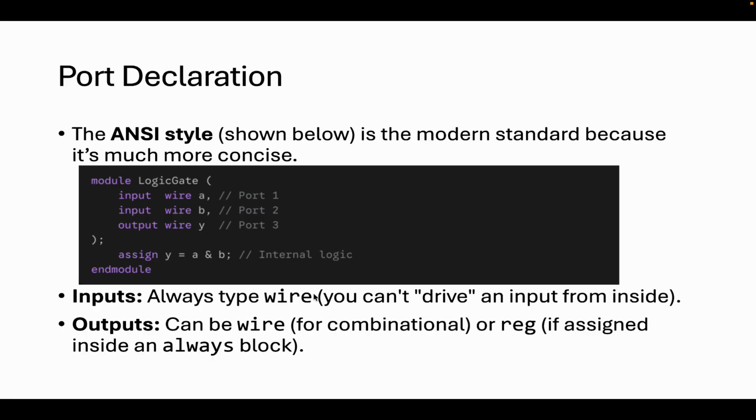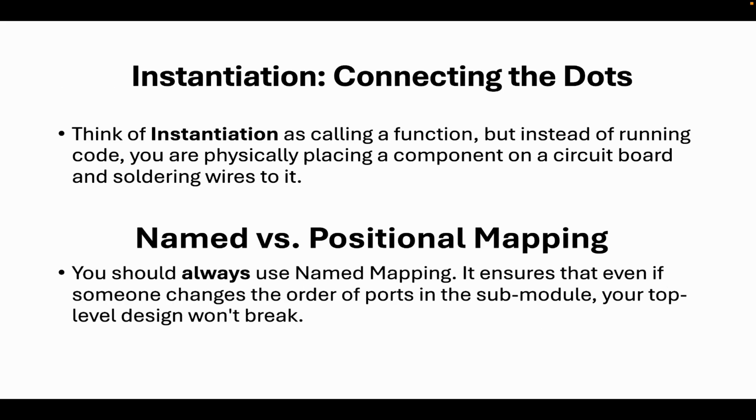See, inputs must always be of type wire. It cannot be a reg. But output can be wire for combinational or reg if assigned inside an always block. If you want to understand what this is, you can visit the day 3 lecture on combinational logic and procedural block assignments, how we have done it.